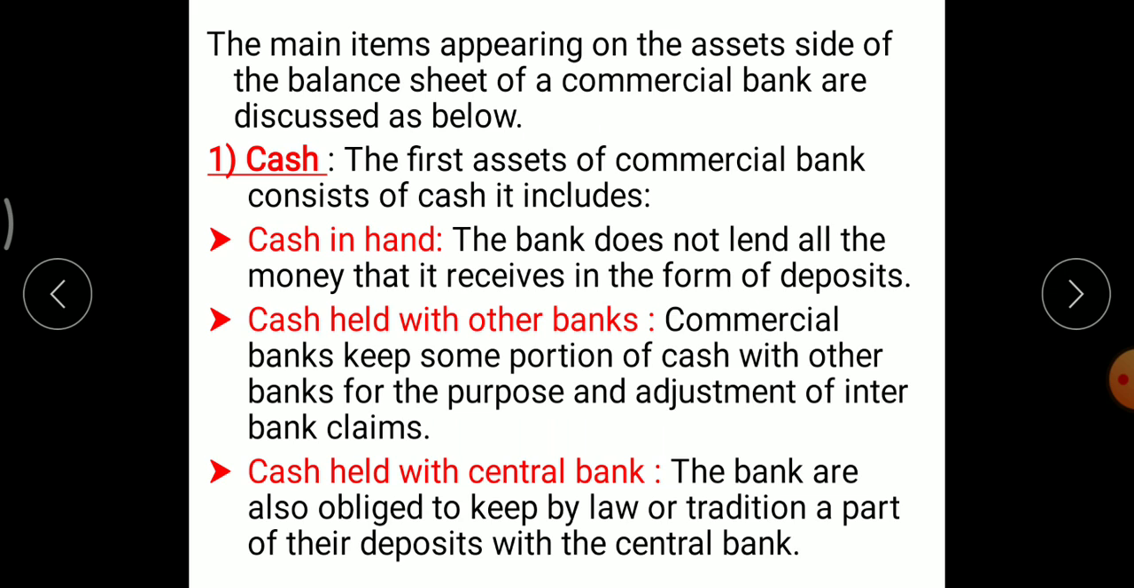First one is cash. The first asset of a commercial bank, cash, includes cash in hand, cash held with other banks, and cash held with the central bank. So let us discuss one by one.